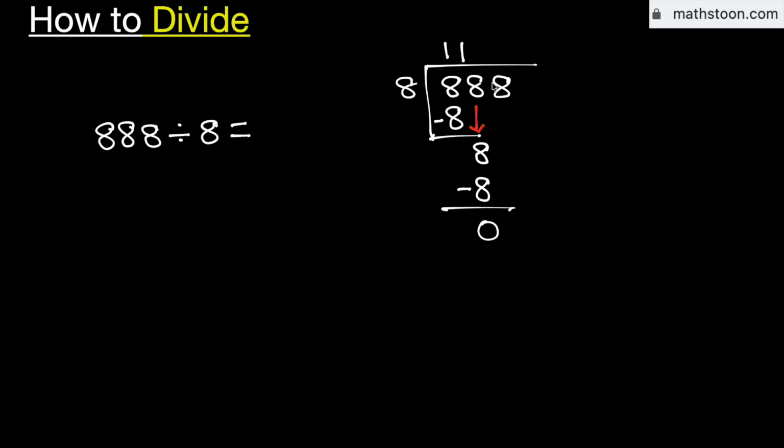That is why we will bring down this last 8 here. Again look that this is the number 8. Therefore, we will again remove this 0 and we know that 8 times 1 is equal to 8. Subtract, we get 0. As we get the number 0 and we have no number to bring down here, so we will stop. Therefore, 888 divided by 8 is equal to this number 111. And this is our final answer.